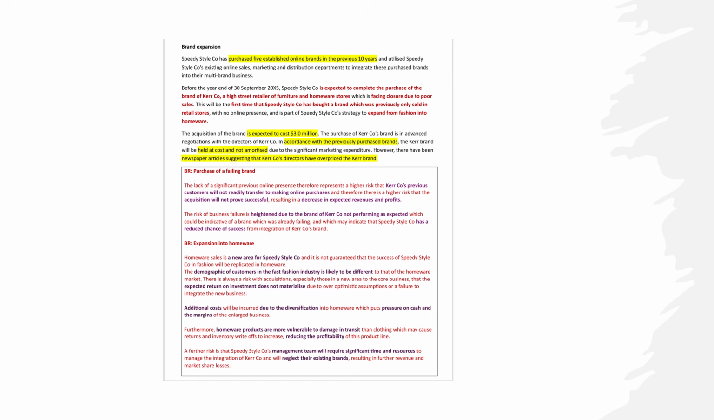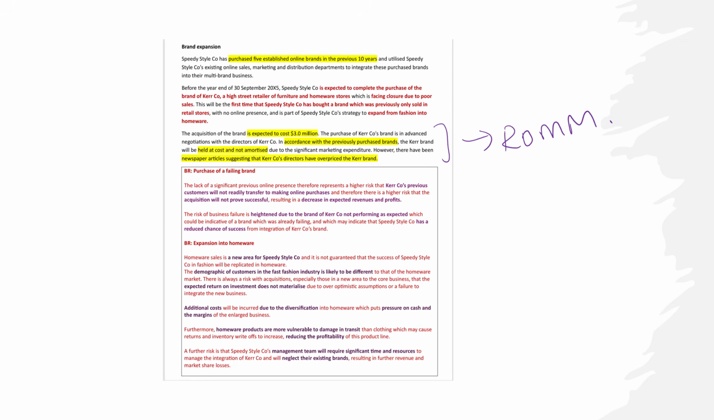They've given further information about the cost of the brand. It is expected to cost 3 million, and similar to previously purchased brands, this is going to be held at cost and not amortized. And there have been newspaper articles suggesting that they have overpaid for this brand. Now, the last paragraph is particularly important for risk of material misstatement, but as I was reading the case study the second time around, I would have highlighted this.